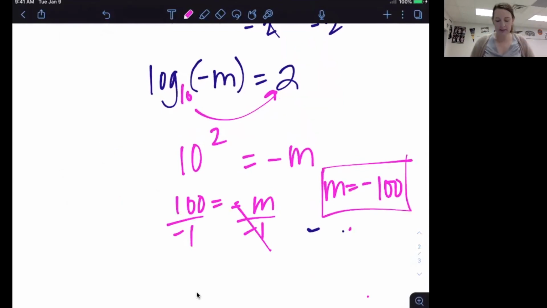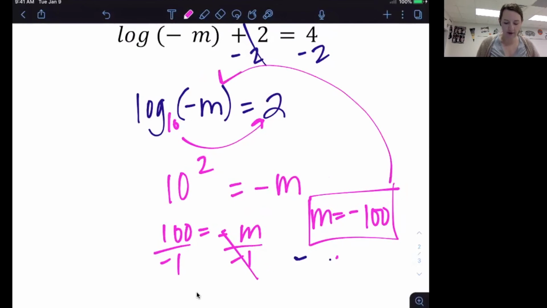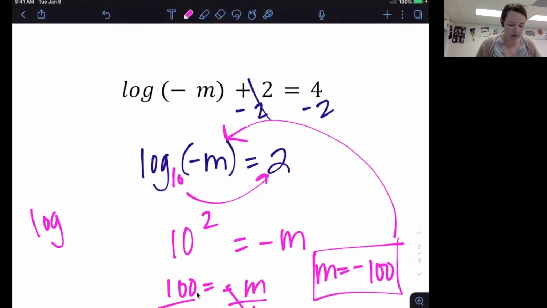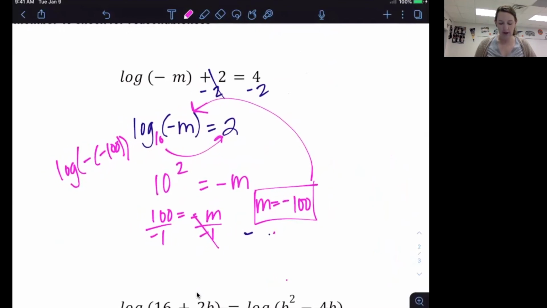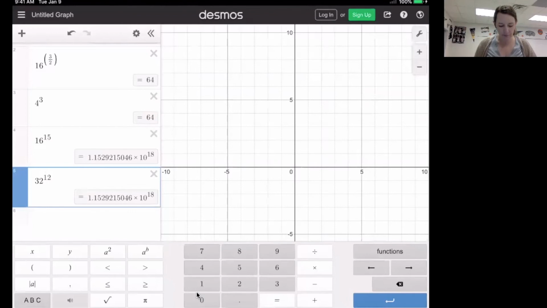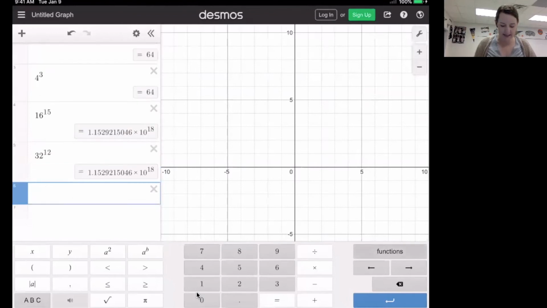So when you're plugging this back in, you're not doing the log of negative 100. You're plugging it into a negative m value. So you would really plug it in as log of negative m. So log of negative 100, because you have that negative in front of your variable, and then your variable also has a negative. Okay, we could go into Desmos and type that in just to check our answer, but we will see that it does indeed work.